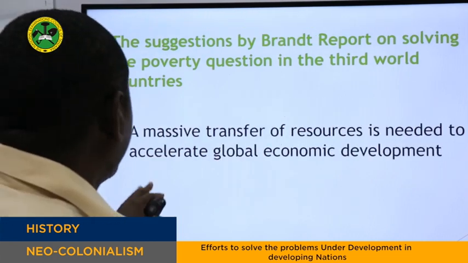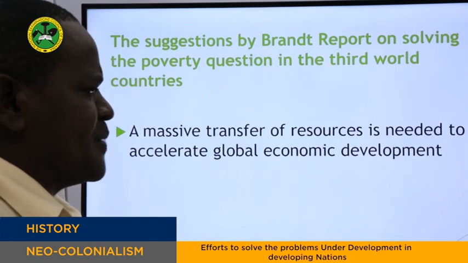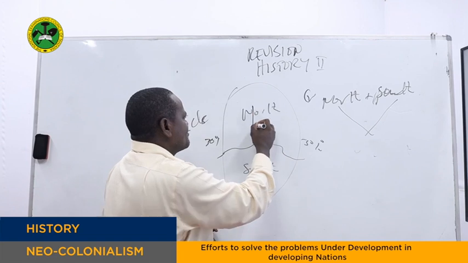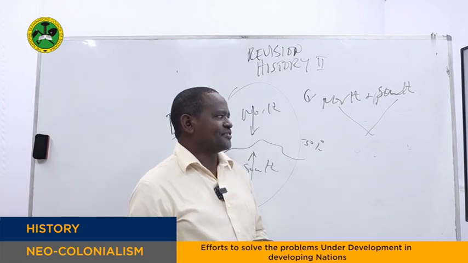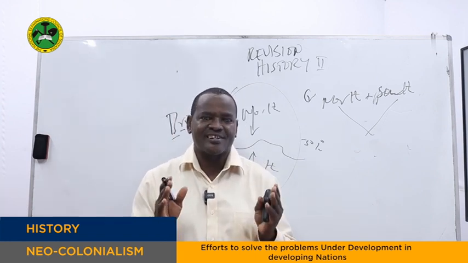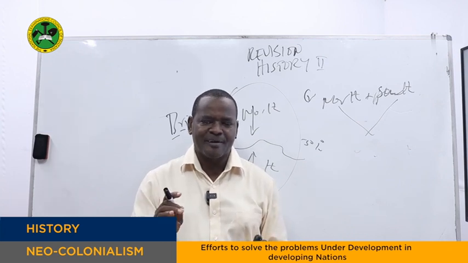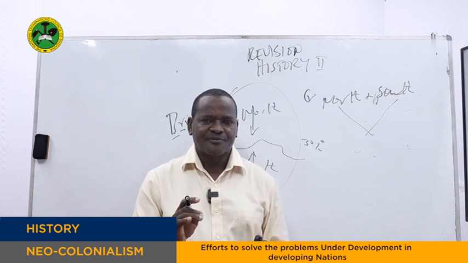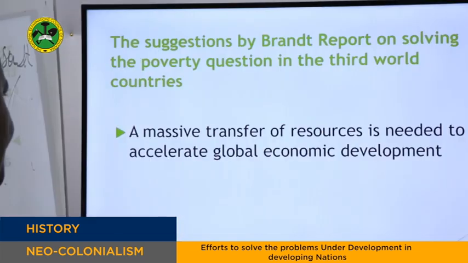The second thing is that a massive transfer of resources is needed to accelerate global economic development. There should be a transfer of resources from the northern countries to the southern countries. You know, my dear students, this is what has been suggested. But among the things that the northern countries were so reluctant to do was to transfer resources. Remember, here we are talking of the transfer of technology from the northern countries to the southern countries, something which was so difficult.